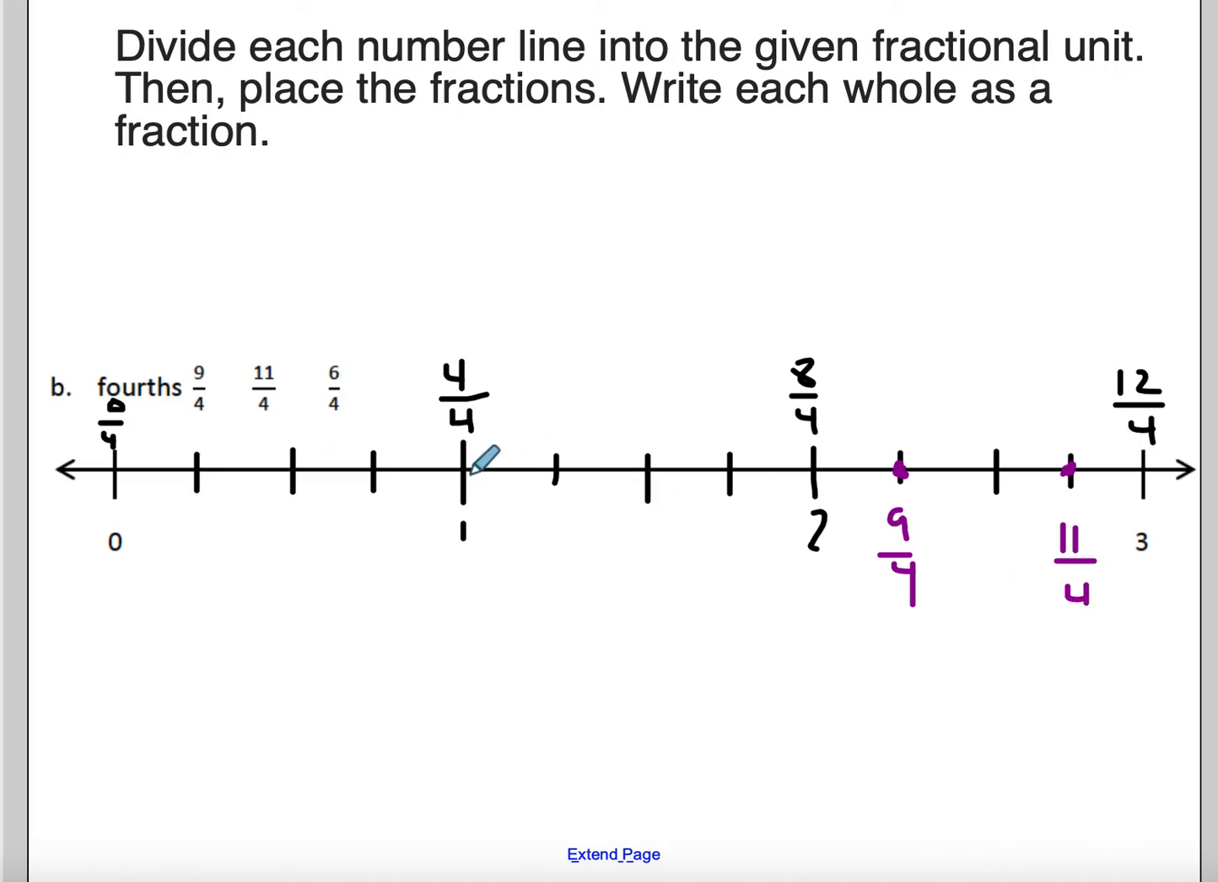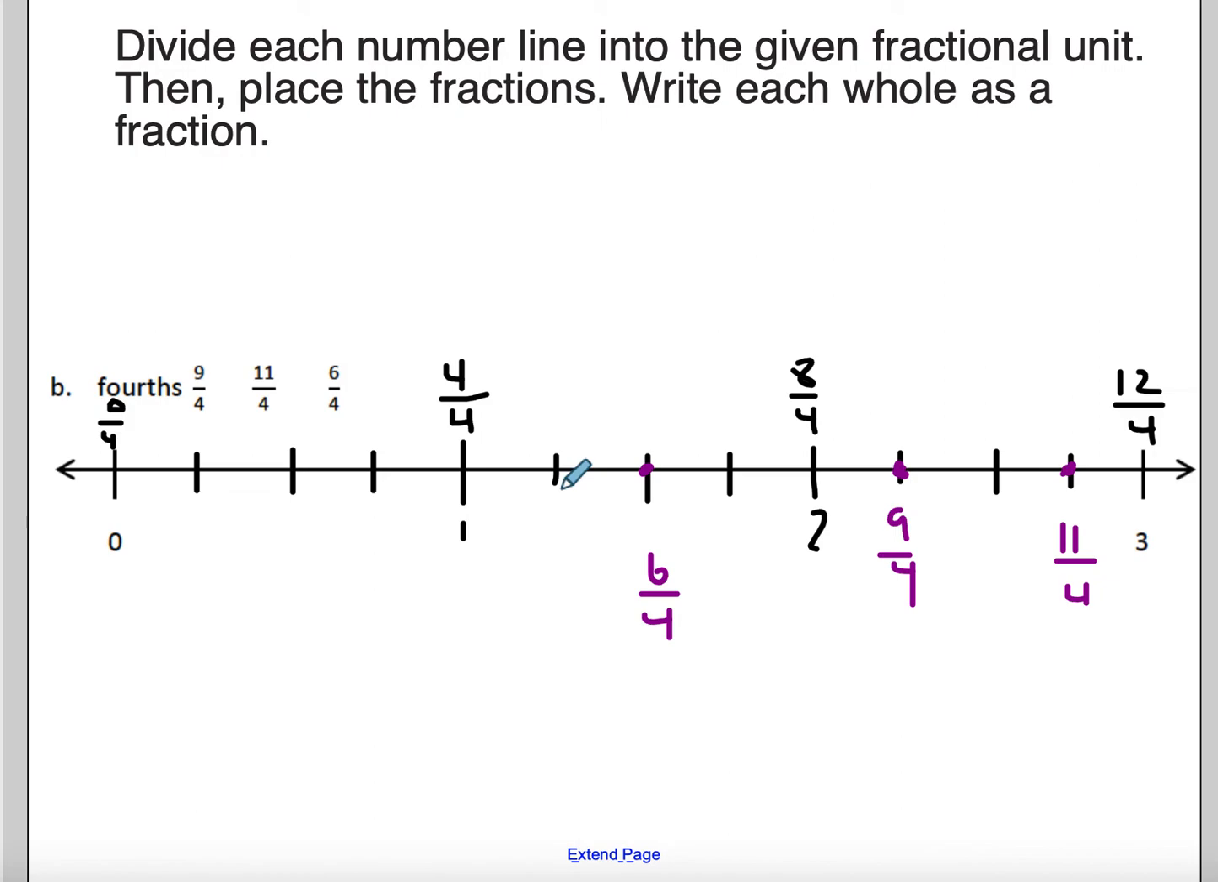So 6 fourths, let's see, this is 4 fourths, so 1, 2, 6 fourths. So I placed all these numbers on my number line.